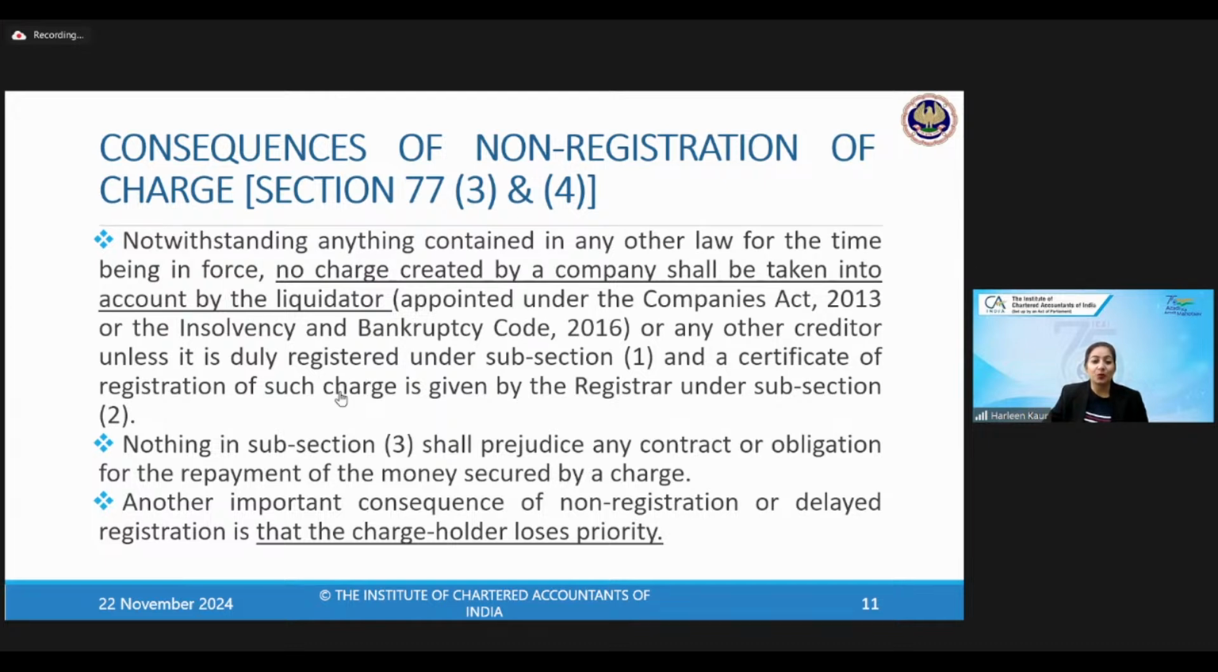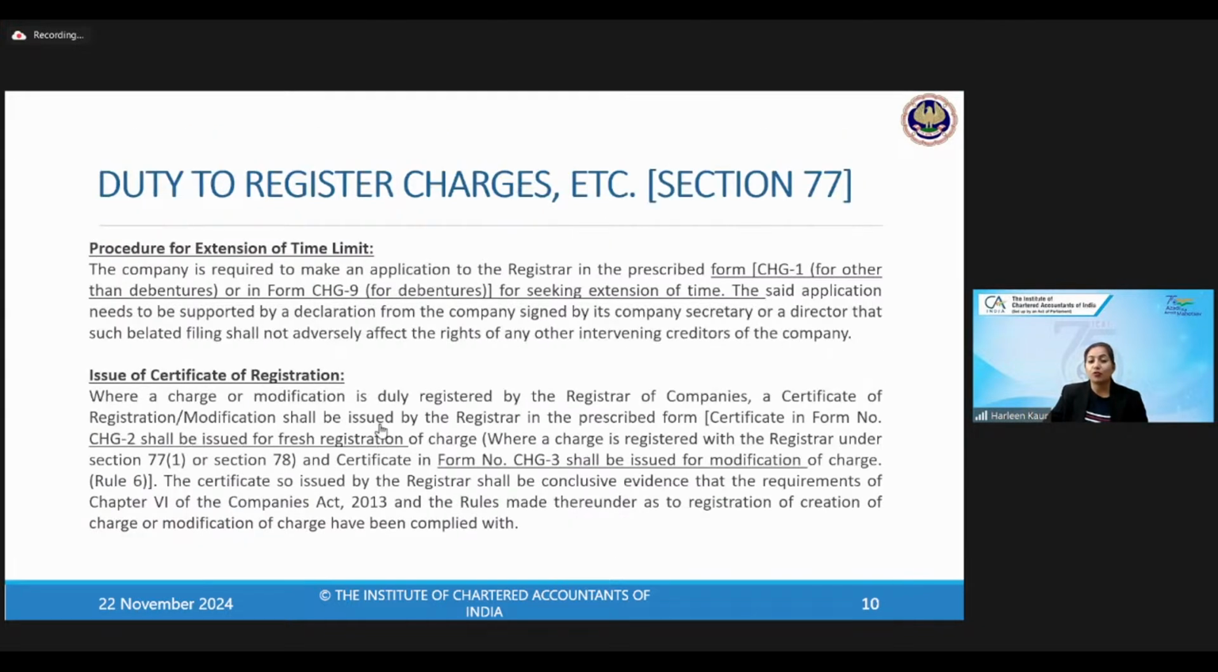All right, good. So Swati is the only one to tell the correct answer that ROC will issue the CHG2 form. What about others? ROC will issue the CHG2 form. Yes, Om Krishnam, now you're speaking. CHG2 form will be issued by ROC as the fresh certificate for the registration of charges, saying that the charge is registered under section 77 or section 78.